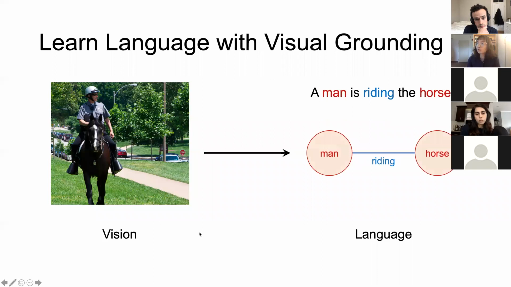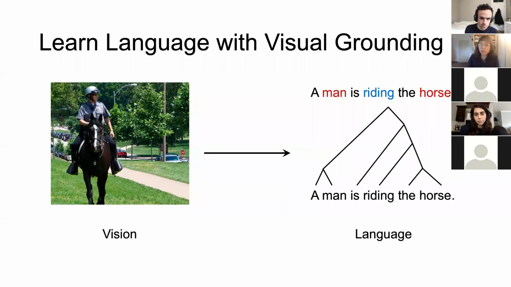I'm also interested in another direction, which is how we can learn language with visual grounding. For example, looking at this image and reading the corresponding text, a man is riding a horse. This shows an example of a relational graph that can be extracted from this natural language input, which says there's a man and there's a horse, and the relationship between the man and the horse is riding. And I'm also interested in other types of language understanding. For example, how can we build parse trees based on some visual grounding? So today I'm going to talk about this bidirectional relationship between vision and language.